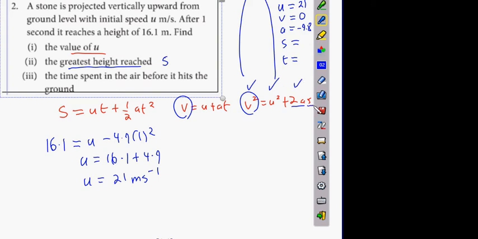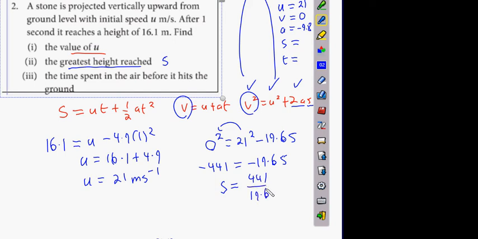Only one variable missing. So it's going to be 0 squared equals 21 squared minus 2 times 9.8 times s, that's 19.6s. What's 21 squared? Is it 441? Okay, so minus 441, when you move it over to the left side, equals minus 19.6s. What is 441 divided by 19.6? 22.5. So the height is 22.5 meters. Everybody happy with that?